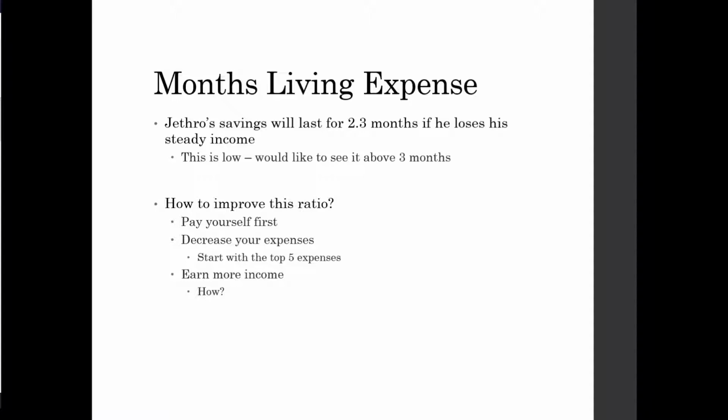And a final way to improve this ratio is to earn more income. But the big question you have to ask yourself is how? Where's the money going to come from? Do I have time to work more? Can I get a second job? Can I earn overtime? So this one's a little bit harder to do. So with Jethro, his liquidity position is not as strong as we would like to see it. We would like to see this ratio higher.